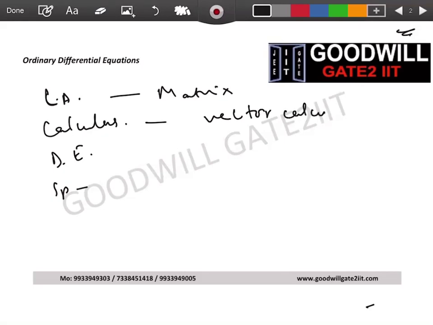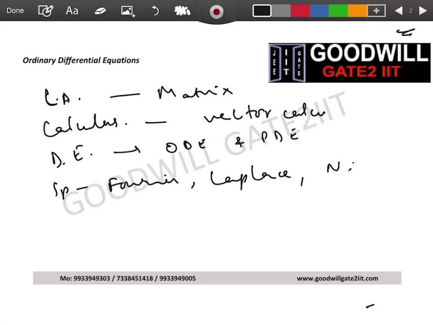In that you will have integration, line, surface, and volume integrals. Then you will have the theorems of Stokes, Gauss, and Green, right? Your differential equation will be of ordinary differential equation and partial differential equation, and some special topics like Fourier series, Laplace transformations, numerical technique, complex. Okay, so these are your topics, and your marks will also be distributed in that way as well.